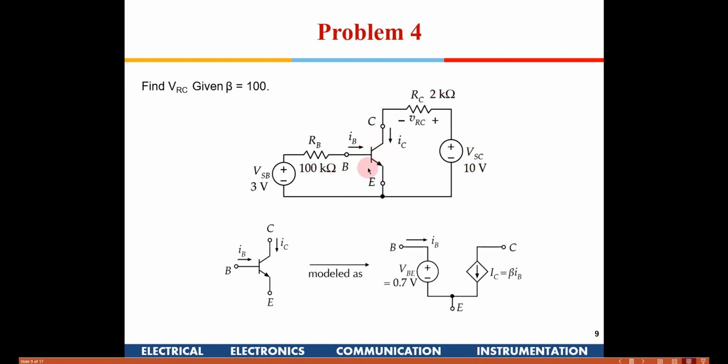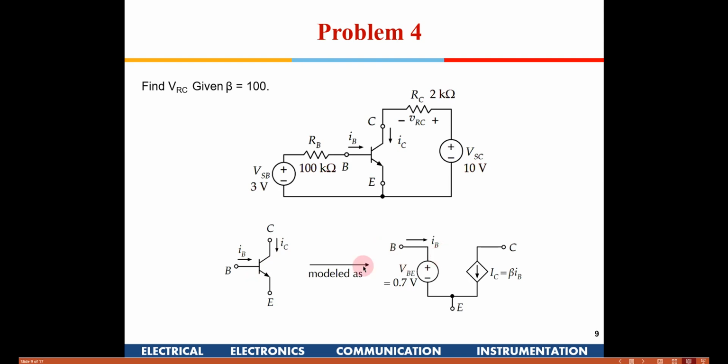So what this BJT does is, whatever is IB, the IC will be beta times IB. That is given here in the problem: IC is beta times IB, and beta is 100. So whatever small current flows into the base of the transistor, it amplifies it by a factor of 100. That is how this works as an amplifier. That is the basic thing which helps us in using a BJT as an amplifier. The relation between IB and IC is IC equals beta times IB.